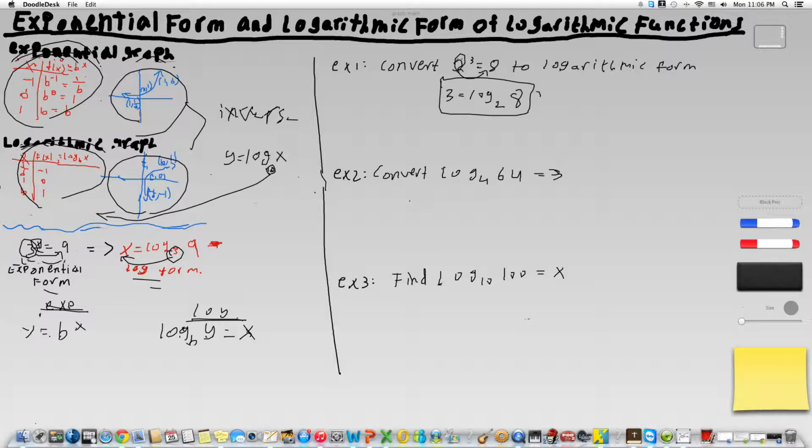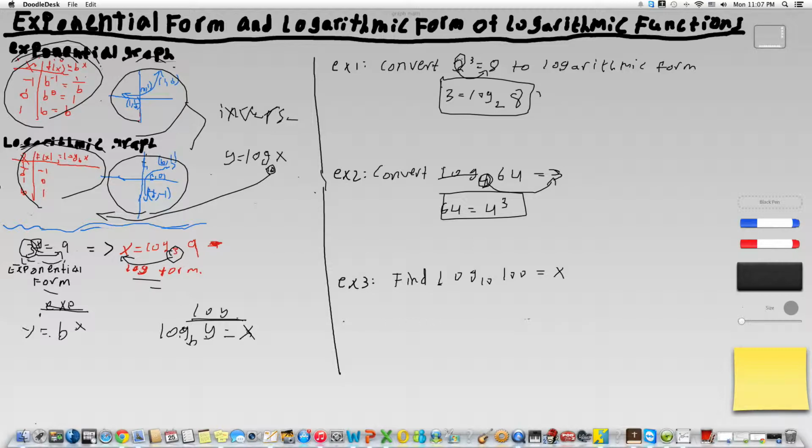So now, example number 2. For this problem, it is asking us to convert the logarithmic function to an exponential form. As in the previous problem, the base will move to the other side of the equation. So the base, which is a 4 in this case, will move to the right side of the equation without the word log. So the word log will be removed. So this will produce 4 to the power of 3 equals 64.